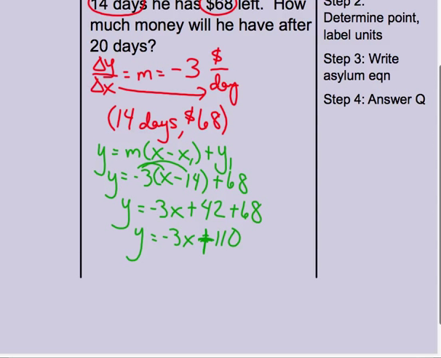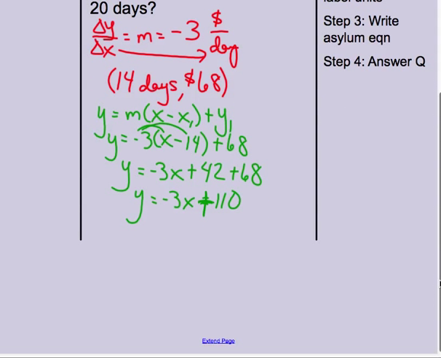Now let's interpret our slope and y-intercept. The slope we already interpreted. It was he's spending $3 per day. Now the y-intercept, remember our y value was dollars, and the y-intercept occurs when x is 0. So after 0 days, he had $110. That's what our y-intercept means. So he started with $110 before he was spending $3 a day.